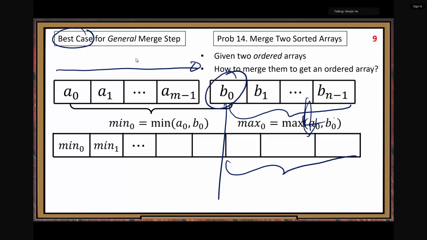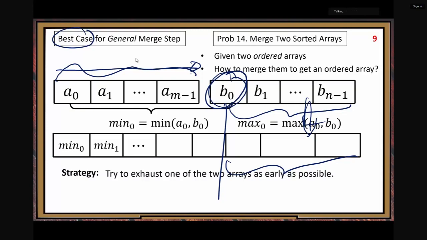But for that best case, we want the first element in the longer subarray to beat all the elements in the shorter subarray. Then we only need to do a number of comparisons equal to the number of elements in the shorter subarray. That's the best case. That's the first question, the special data.